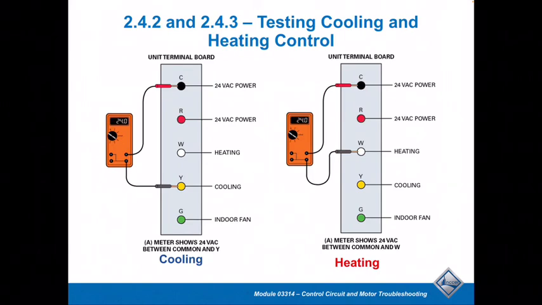Here's a circuit looking at the Y and the W circuit, and again, this is a much better way to do it, where you're looking for positive voltage. So I want to know, am I calling for cooling? Between Y and common, yes, I got 24 volts, perfect. I want to see if the heating is operating. Give it a heating call. Do I have 24 volts? Yes, I know it's working. That is by far the better way to do that.